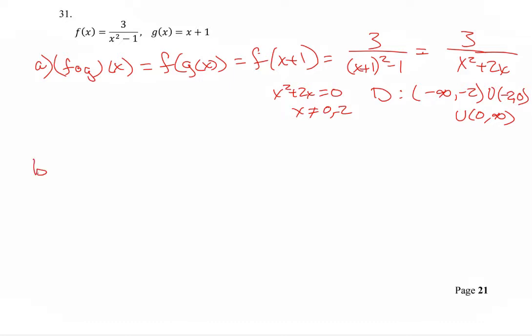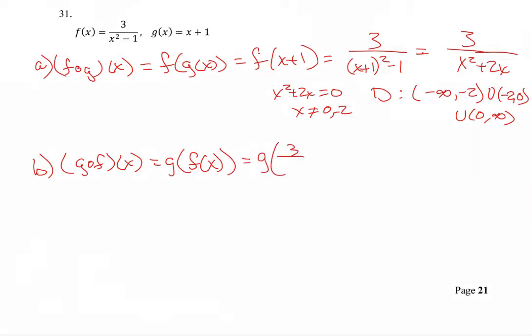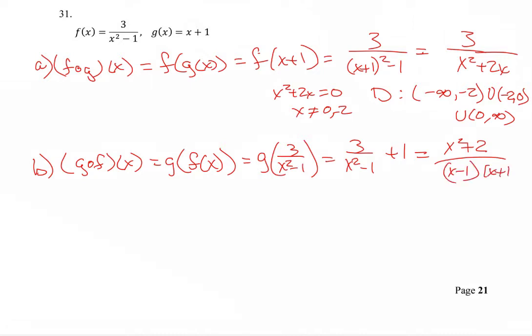All right? And for part B, I have g of f of x, which is g of 3 over x squared minus 1, which is 3 over x squared minus 1 plus 1, which simplifies to (x squared plus 2) over (x minus 1)(x plus 1). So my domain here, x cannot equal negative 1 or positive 1. So my domain is negative infinity to negative 1 union negative 1 to 1 union 1 to infinity.